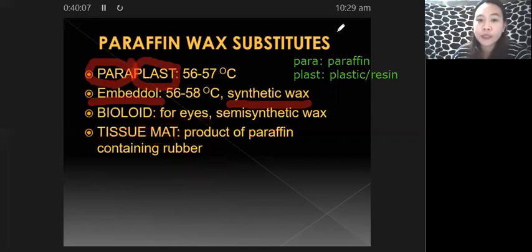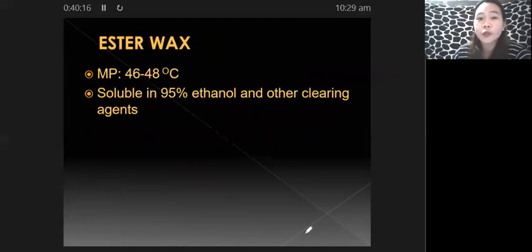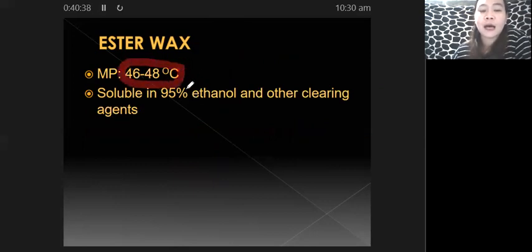So, other paraffin wax substitutes. The remaining paraffin wax substitutes do not follow the process of paraffin. The processing of your tissue would require an entirely different procedure. Okay, so we have your ester wax. Your ester wax has a lower melting point as compared to your paraffin. Specifically, it has a melting point of 46 to 48 degrees Celsius.